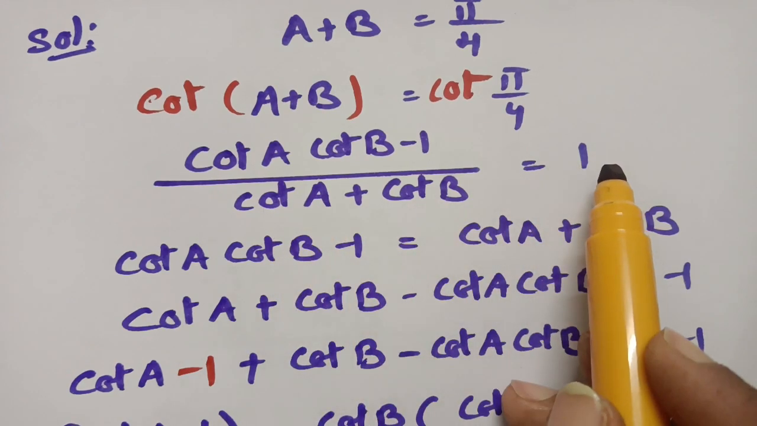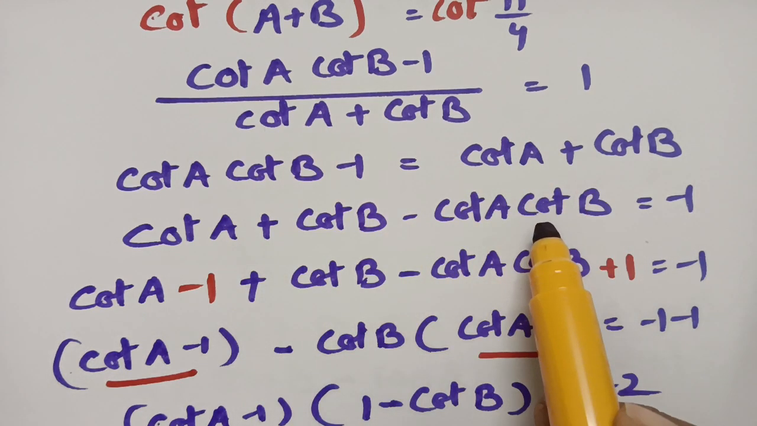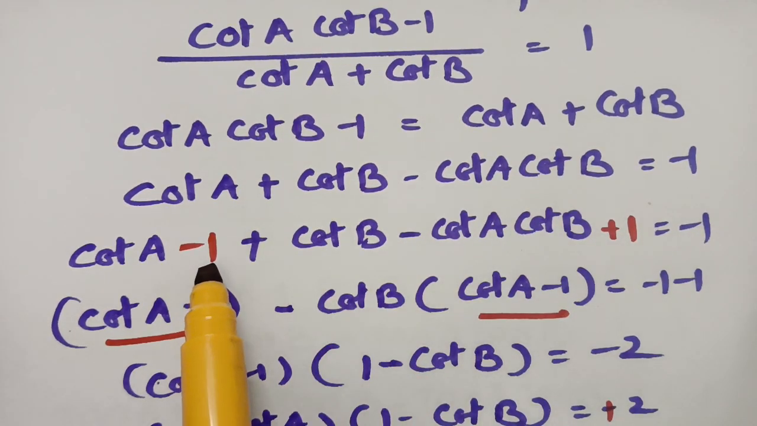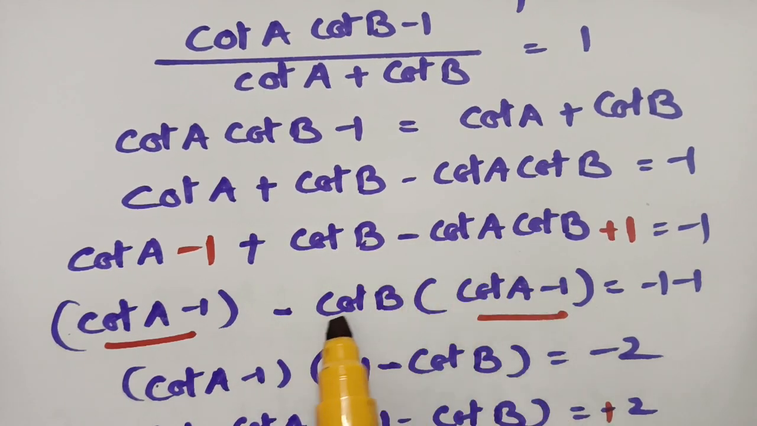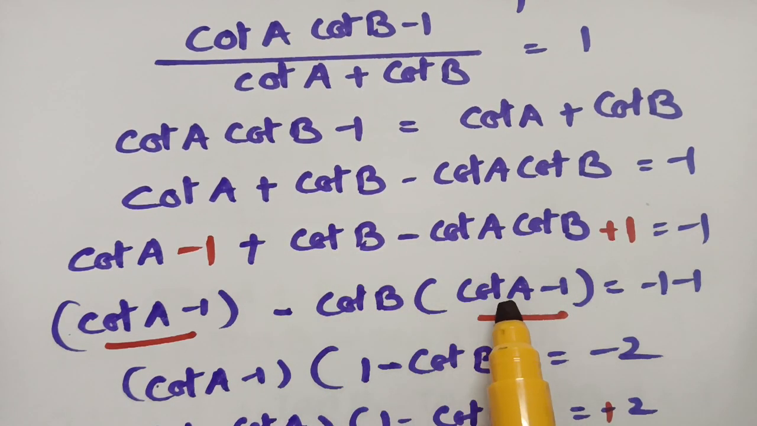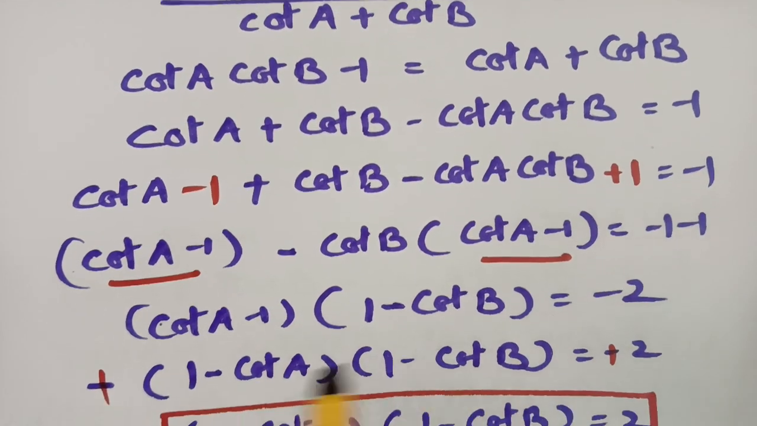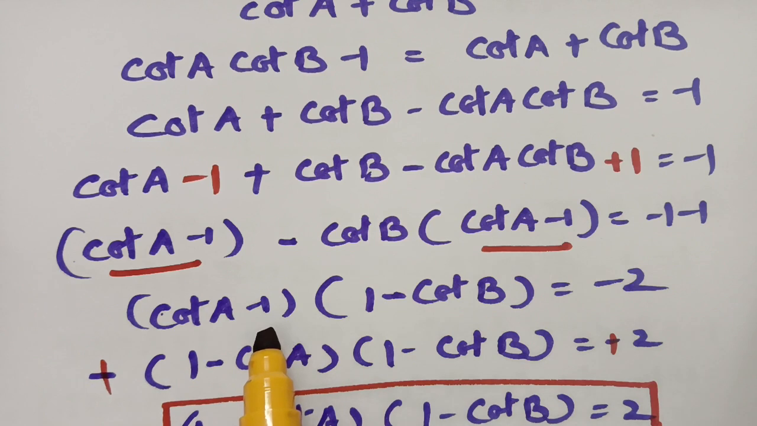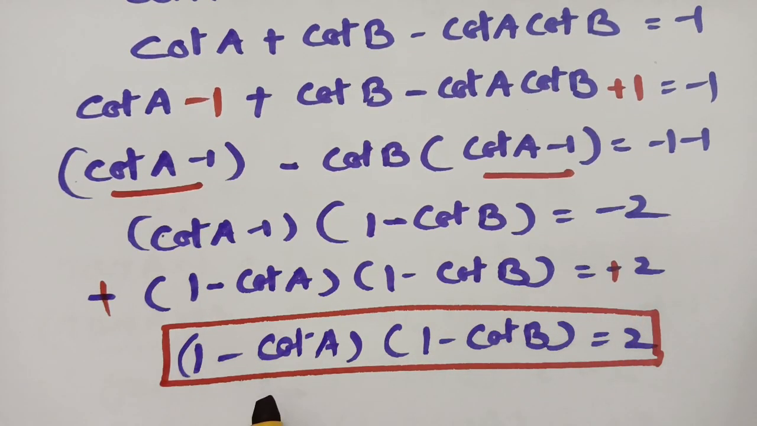If I send this denominator to the other side, and cot A cot B to the other side, after introducing minus 1 and plus 1, from these two terms, cot A minus 1, if I take minus cot B common, this will be cot A minus 1. Plus 1, if it goes to the other side, is minus 1. If I take cot A minus 1 common, this will be 1 minus cot B. If I cancel minus on both sides, then 1 minus cot A into 1 minus cot B is equal to 2. Hope you all got a clear idea on the solution.